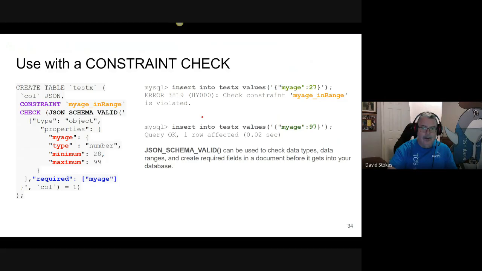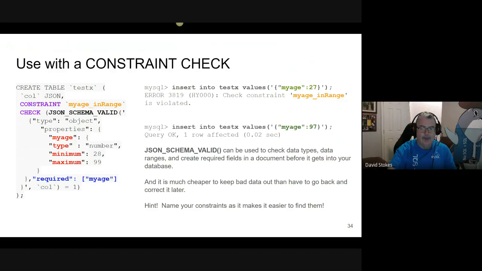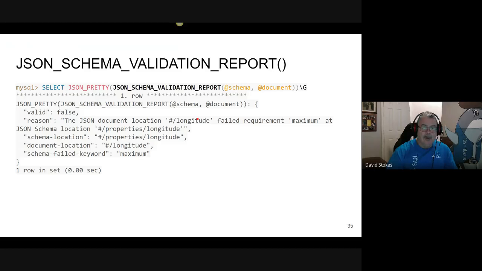You can use this for all sorts of data types, ranges, and create required fields in your documents before it gets to your instance. Something that gives you a little more detail is you can run JSON schema validation report, which gives you a little more detail. This is something from the manual, and you see it's not much more data, but it's a little more data.